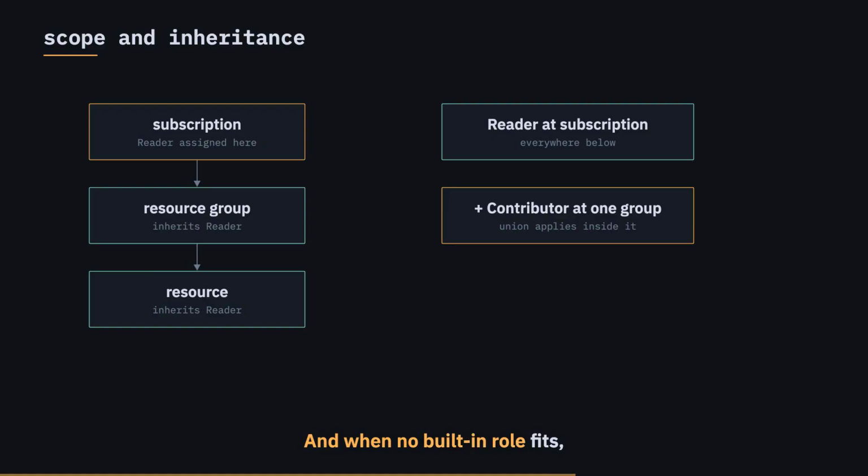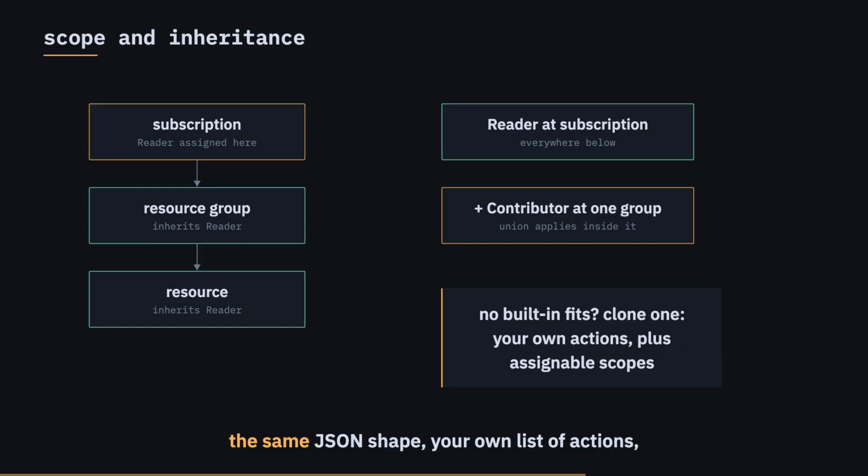And when no built-in role fits, you clone the closest one into a custom role, the same JSON shape, your own list of actions, plus assignable scopes that say where the role is even allowed to appear. The exam mostly wants you to know custom roles exist, live in the tenant, and can be shared across subscriptions through those assignable scopes. The exam will show you an access screen and ask what a person can actually do, so let us learn to read one.